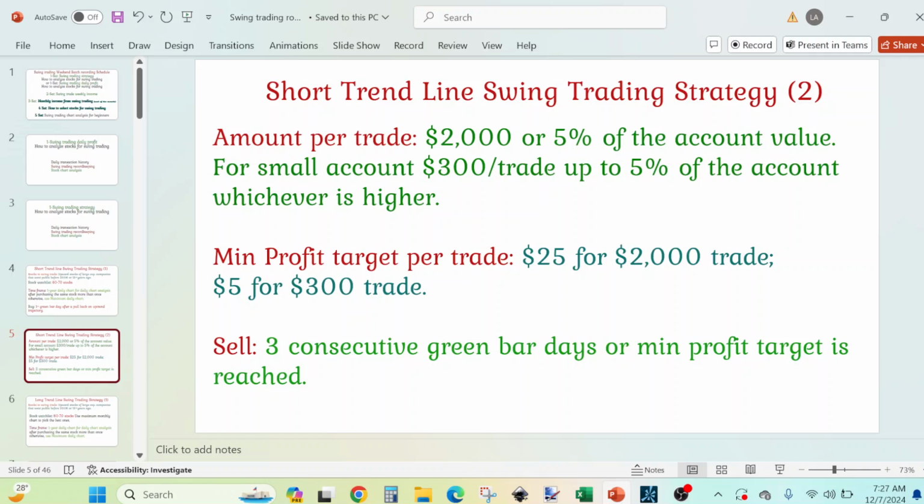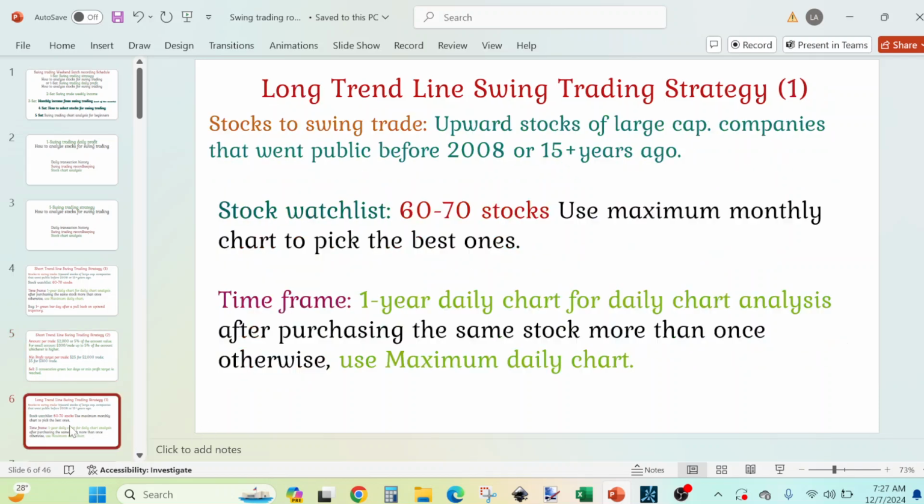Or if you are starting with $300 per trade, you can aim for $5. When you reach that minimum, or after 3 days of growth in the price, you sell it to lock in that profit and wait for the next pullback to get back in again.